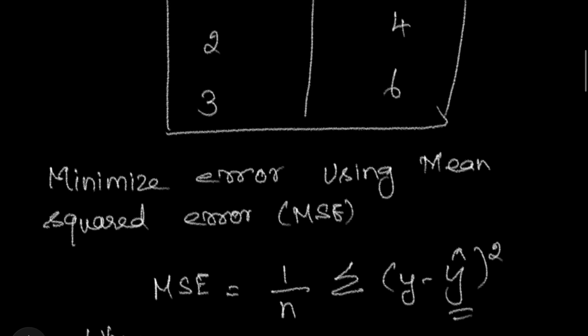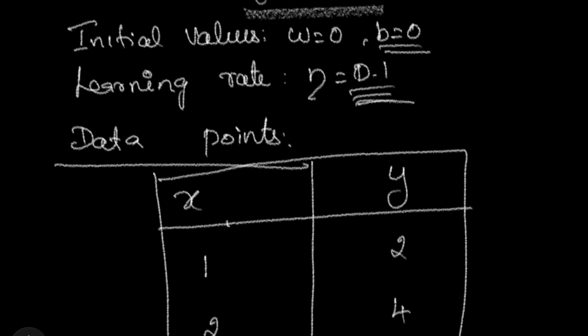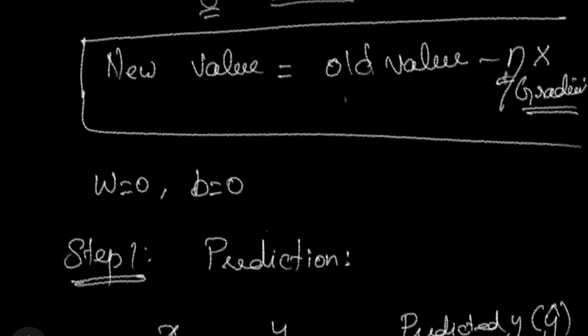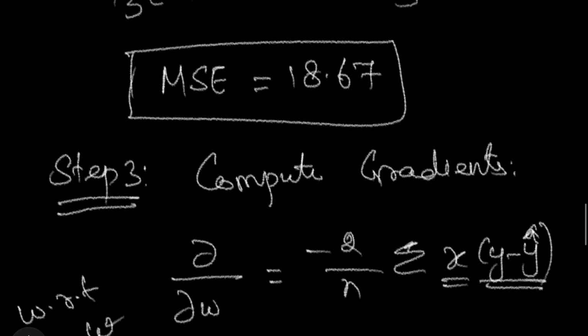What is the learning rate we have fixed here? It is 0.1. What is the old value we have? W equals 0 and B equals 0. That is what is going to apply here. So new value equals old value minus the learning rate into the found gradient with respect to weight and bias. This is what we have to update here.